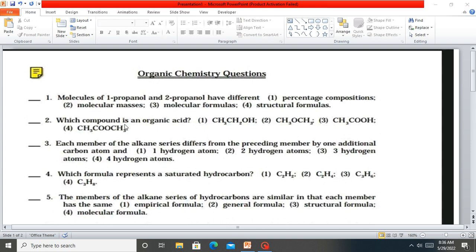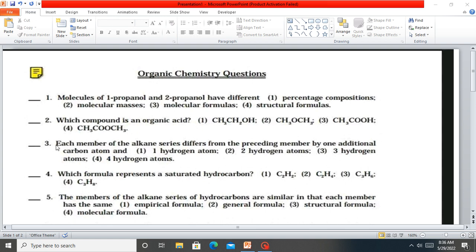Which compound is an organic acid? The first one is an alcohol, the second one is an ether, the third one is a carboxylic acid, and the fourth one is an ester. So the answer is the third one, because the third one is a carboxylic acid, and a carboxylic acid is an organic acid.